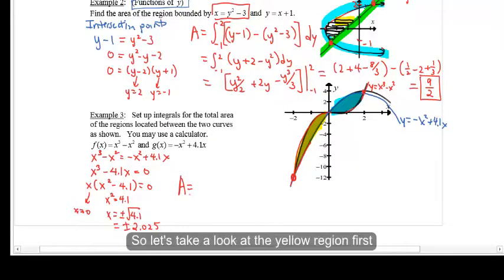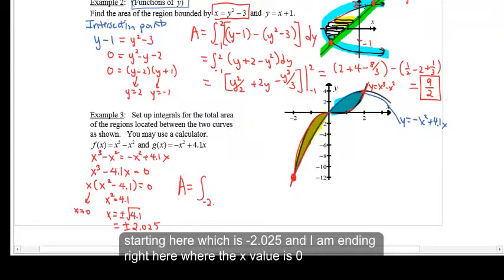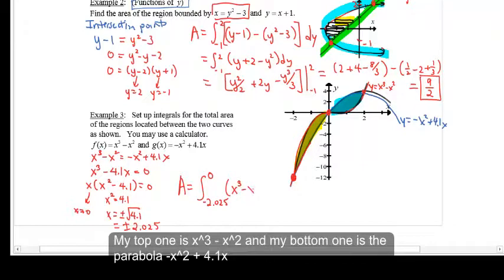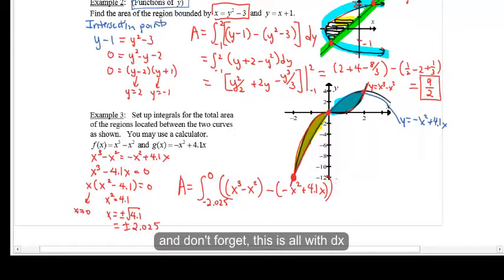So let's take a look at the yellow region first. What are my limits for this area integral? I'm starting here, which is negative 2.025, and I'm ending right here, so the x value is 0. Now once again, what's my top function? What's my bottom one? In this particular region, my top one is x cubed minus x squared, and my bottom one is the parabola, so negative x squared plus 4.1x, and of course don't forget this is all with dx.